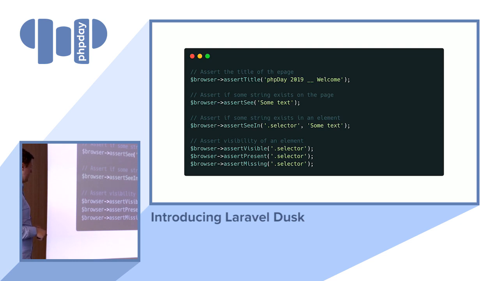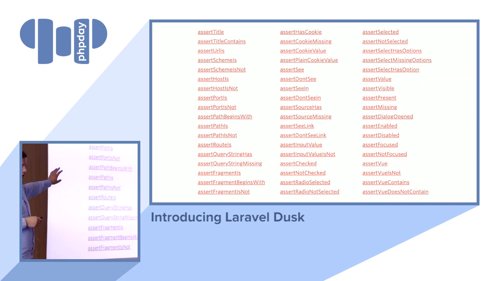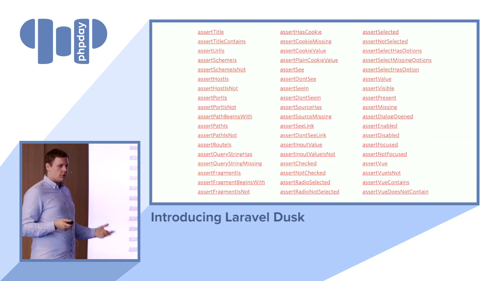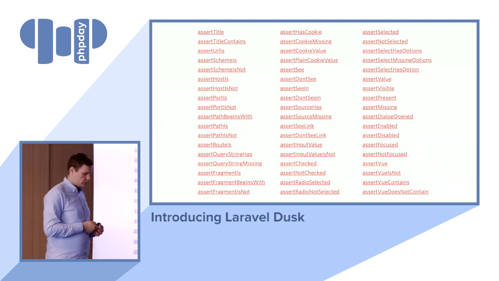And then you have these assert visibility, present, missing, and so on. So there's a lot of things to use here. This is a full list of all the assertions that are available. It's a huge list, so if you need to perform something, just look it up in the documentation. There's probably something that works for you.